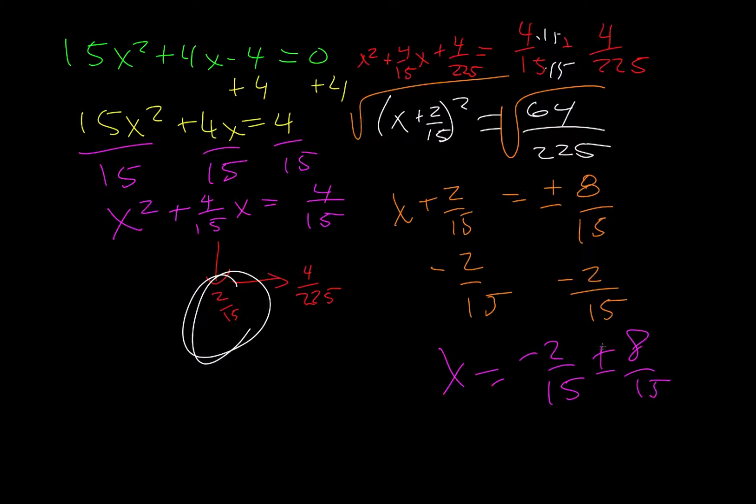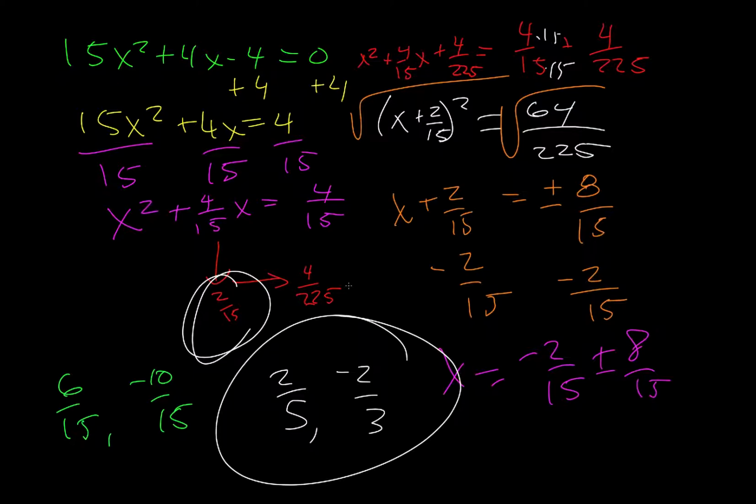And so we would have negative 2 plus 8, so that would be 6/15. And then we'd have negative 2 minus 8, which would be negative 10/15. And then as we reduce those, these are both divisible by 3, so that would be 2/5. These are both divisible by 5, so that would be negative 2/3. And so those would be the two answers that we got for that.